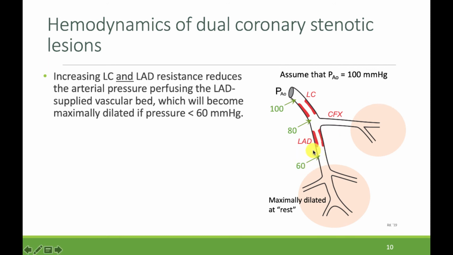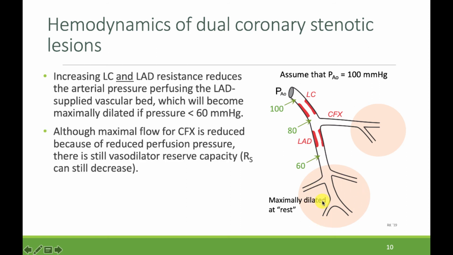Because this pressure here is around 60 millimeters of mercury, we will be at the lower limits of our ability of this vascular bed to autoregulate its flow. Because at that low arterial perfusion pressure, the resistance here will be minimal. In other words, it will be maximally dilated at rest. And so therefore it has lost its vasodilator capacity.